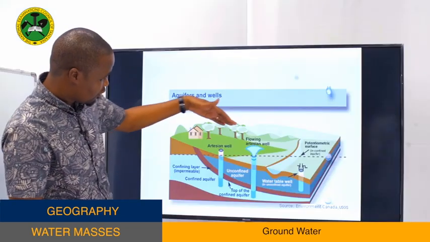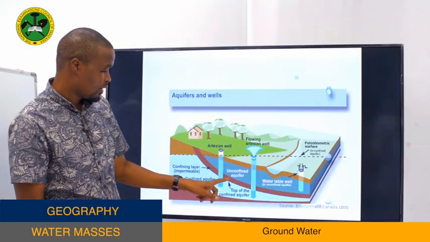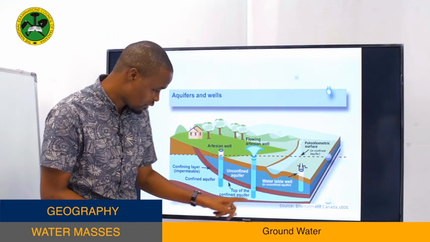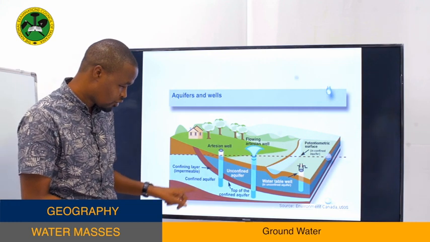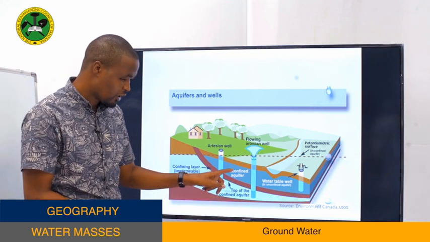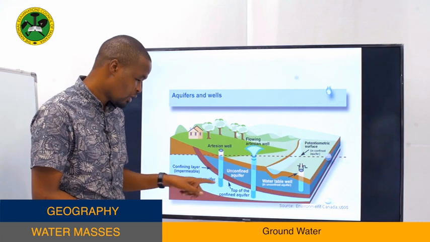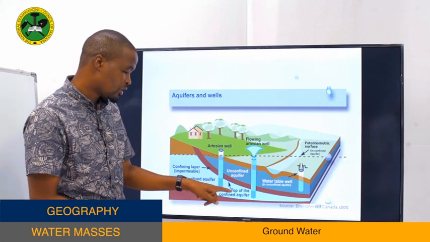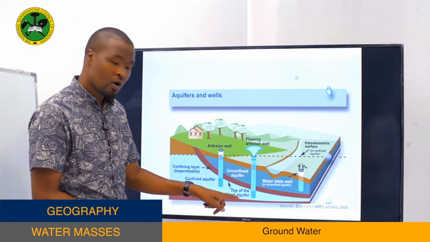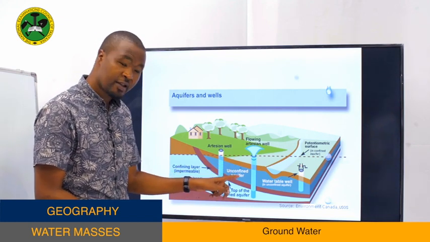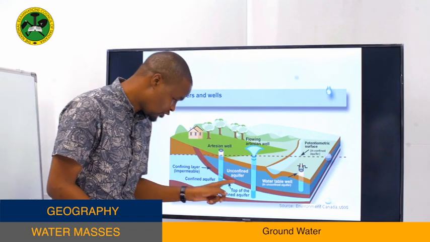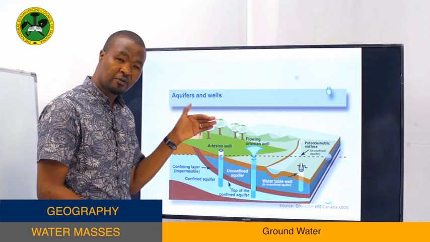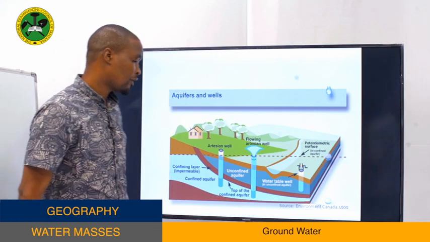For instance, when you look carefully at this diagram, you'll see the unconfined aquifer, as I've explained. We have the hard rock, this one, and we have an aquifer right here and another aquifer right here. So this is hard rock and this is hard rock. The aquifer overlain by two hard rocks, we call the confined aquifer. While at the top we have the unconfined aquifer. Why? Because we have the hard rock and the soft rock right here. So the aquifer which is overlain by soft and hard rock, we call the unconfined aquifer.